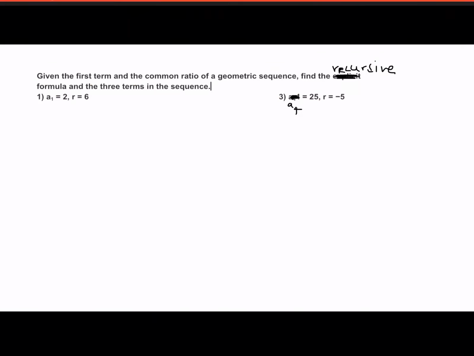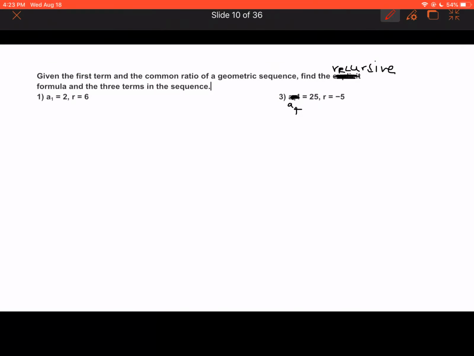Next, we will move on. Here, given the first term and the common ratio of a geometric sequence, find the recursive formula and the next 3 terms in the sequence. The recursive formula is a_n equals a_(n-1), that is the previous term of a_n, times r. Whenever we know the previous term's value, it's easy to find the next 3 terms or 5 terms of the sequence.